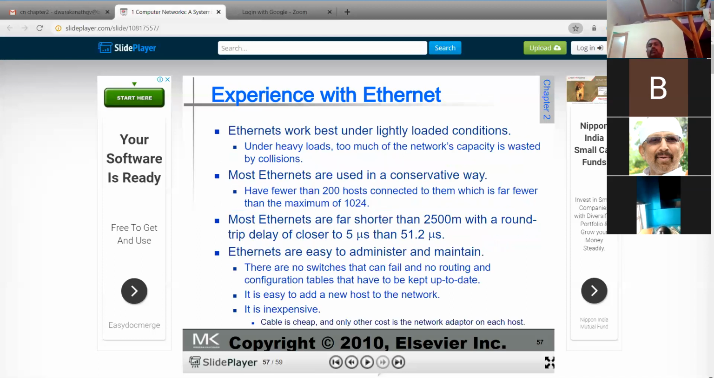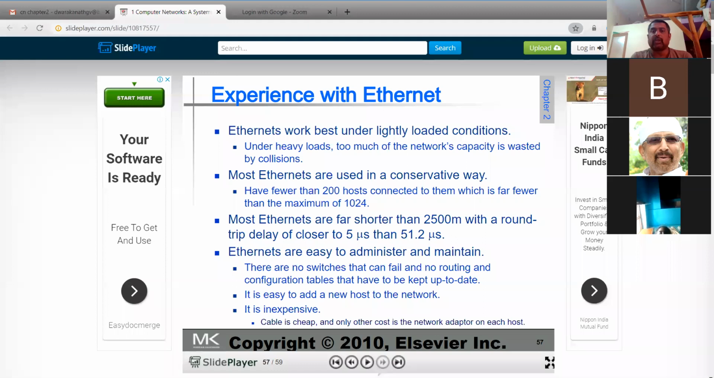Now, experience with Ethernet. Ethernets work best under lightly loaded conditions. What do you mean by that? Lightly loaded conditions means where there are fewer devices. Under heavy loads, too much of the network's capacity is wasted by collisions. So if you have more systems, then automatically collisions will become more and retransmissions will become more. There, the network capacity will come down.